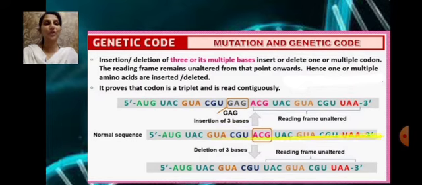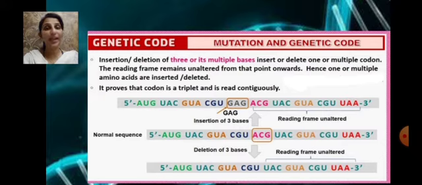In this, we can see this is the normal sequence, in which in the above sequence an additional codon GAG has been inserted, and from that point of insertion of GAG only that particular amino acid has been added, but before and after that point of insertion there is no change in the sequence of amino acids. Whereas in the bottom sequence we can see that ACG has been deleted, and the reading frame remains unaltered from that point of deletion of three bases. Is it clear? So that's the difference between insertion and deletion of one or two bases and insertion or deletion of three and multiples of three bases.